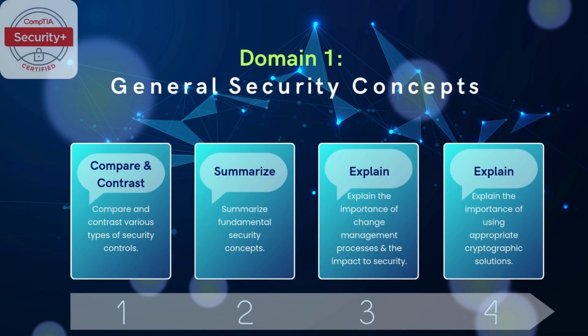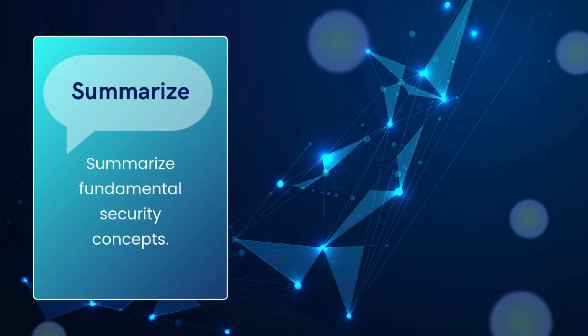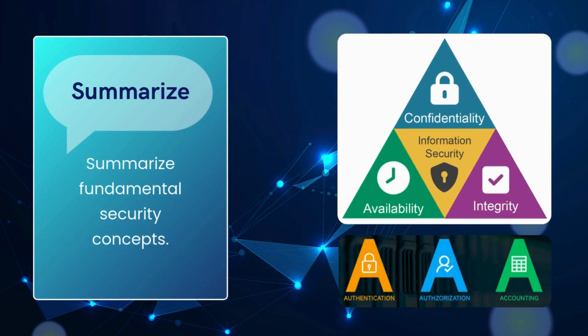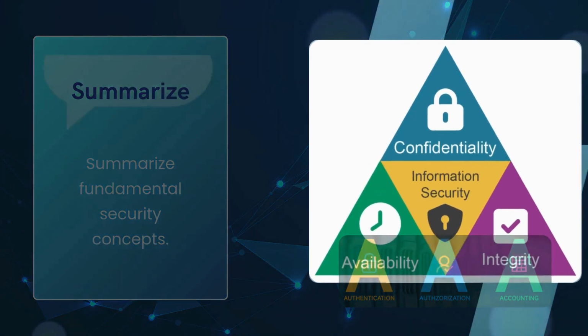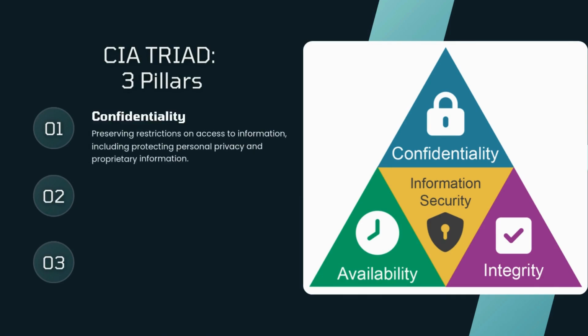Let's carry on to the next objective, which is 1.2. The key is to summarize fundamental security concepts. Let's start with the CIA Triad, which is a model for information security that is based on 3 pillars. Confidentiality, which preserves restrictions on access to information, including protecting personal privacy and proprietary information.